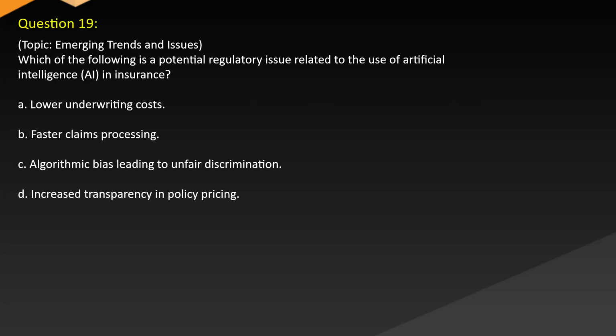Question 19. Topic: Emerging trends and issues. Which of the following is a potential regulatory issue related to the use of artificial intelligence (AI) in insurance? A. Lower underwriting costs. B. Faster claims processing. C. Algorithmic bias leading to unfair discrimination. D. Increased transparency in policy pricing.